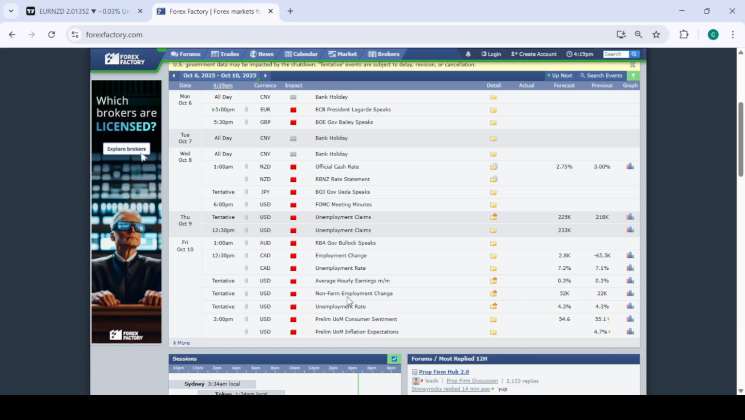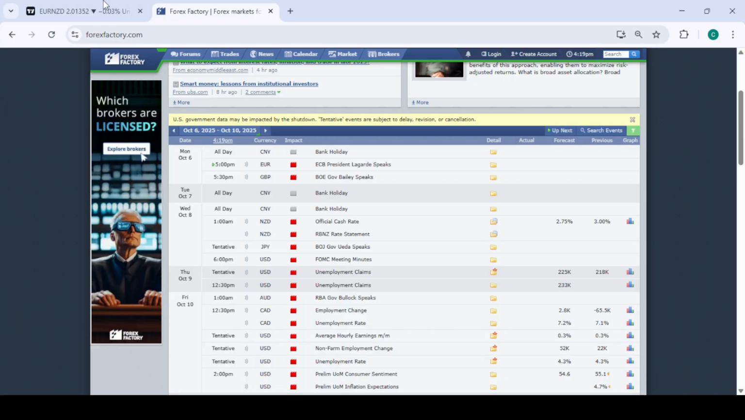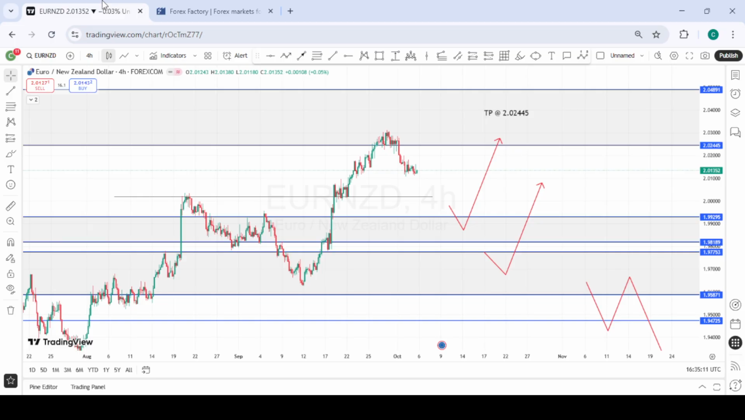And we still have the NFP here, which is still tentative, so we can't tell whether it will be held or it will be postponed or it will be cancelled. And also have the preliminary inflation expectations and consumer sentiments later on Friday. So let's dive into the charts for the coming week.